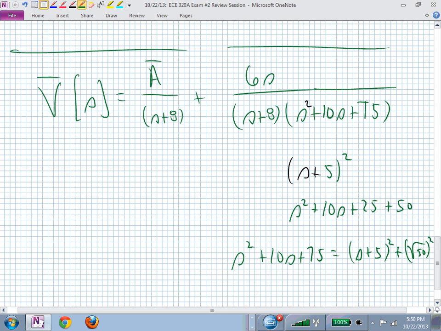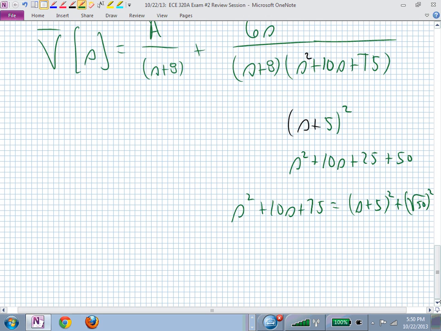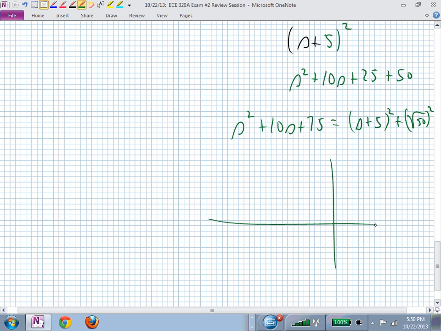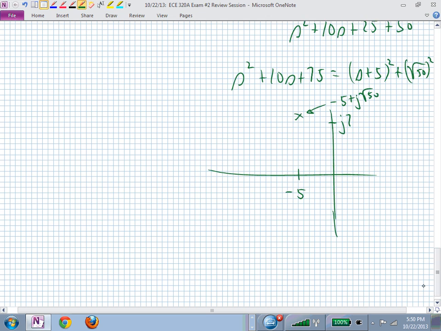So a little bit bigger than 7. Is that okay? Meaning my poles here in the complex S-plane would be at -5, a little bit bigger than j7. So this is now at -5 plus j square root of 50. And the other one would be down here, a little bit more negative than minus j7, at -5 minus j square root of 50.